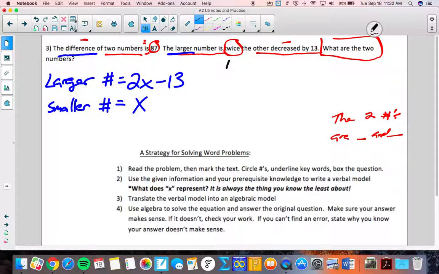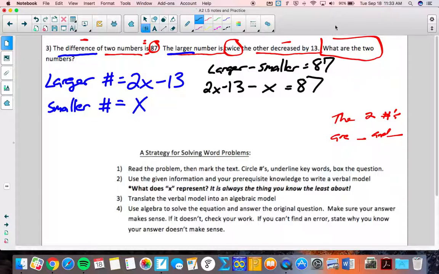So we're going to take the first number plus the difference of the two numbers. So the larger minus the smaller equals 87. If you're like, well, how'd you know the order? Well, it has to be the larger minus the smaller, because when we do that, we get a positive 87. So when we take 2x minus 13 minus x, we get 87.